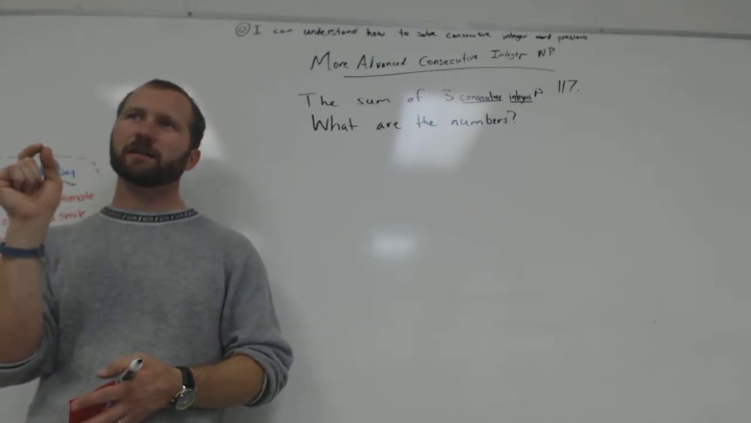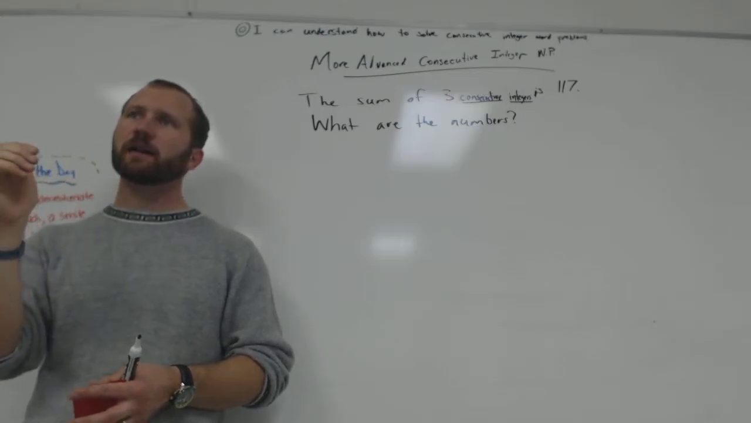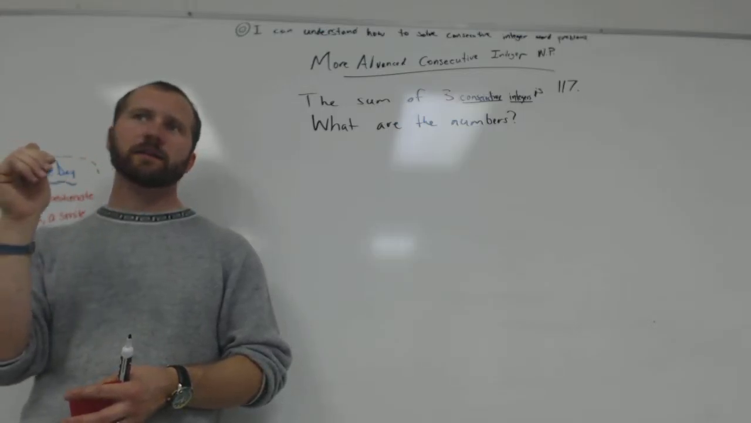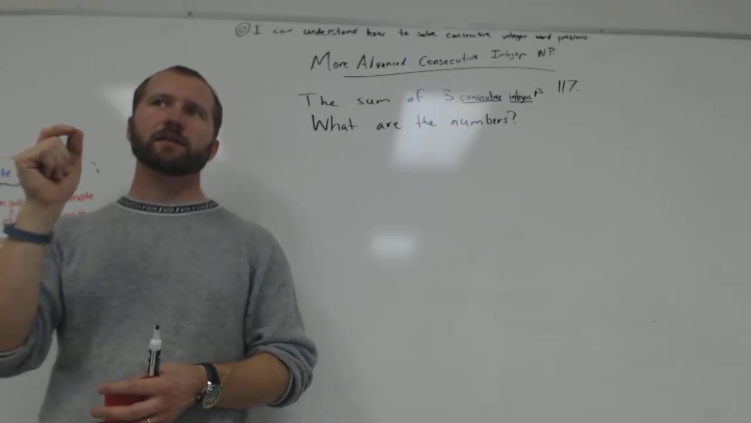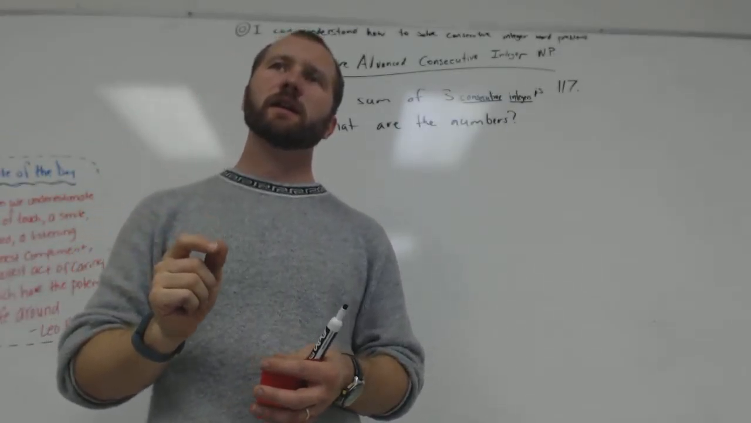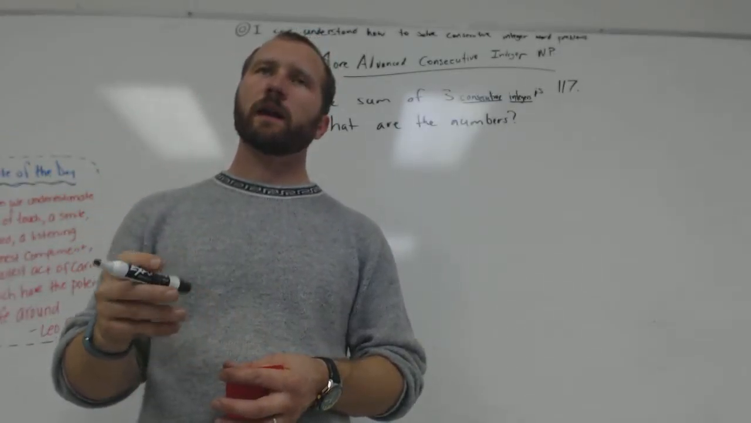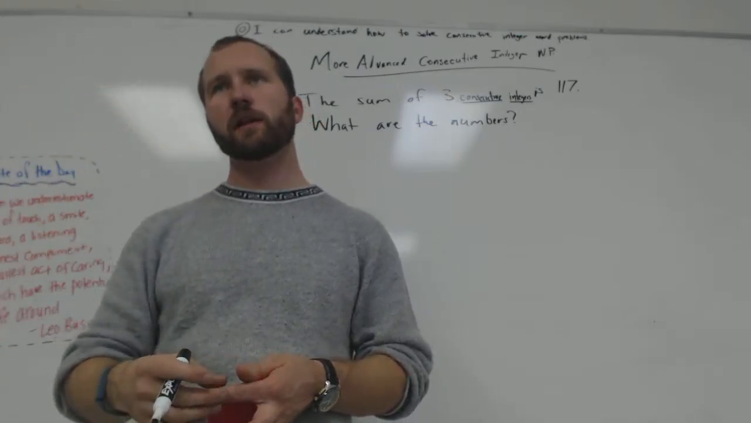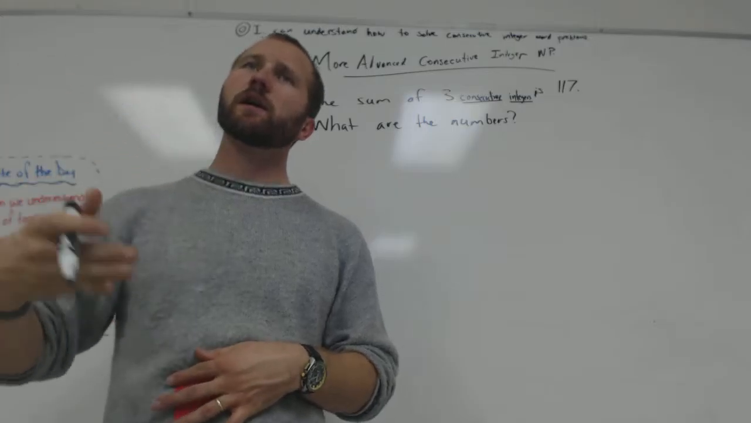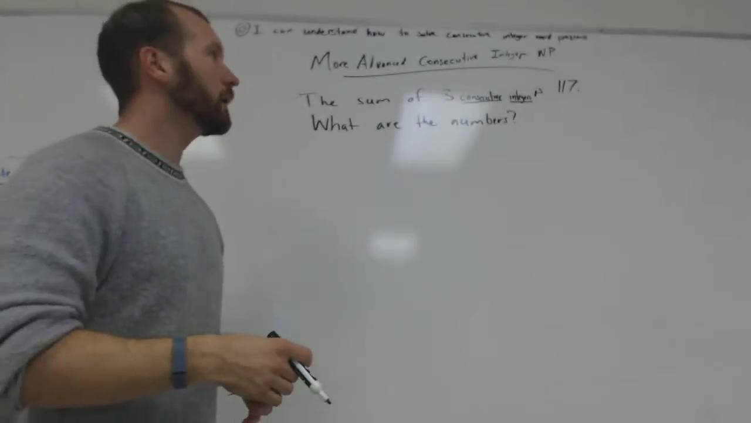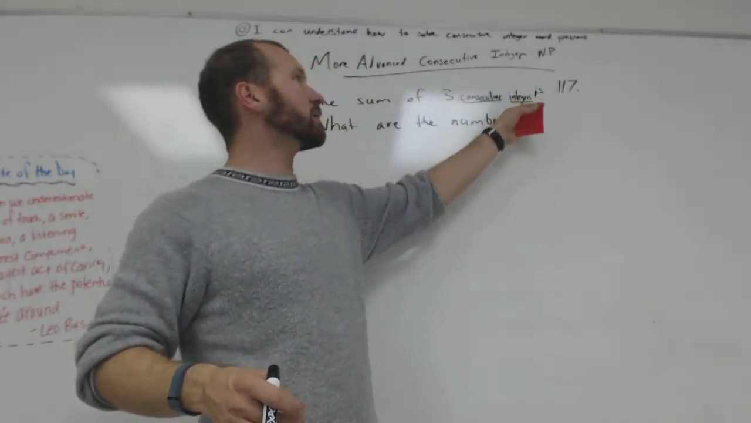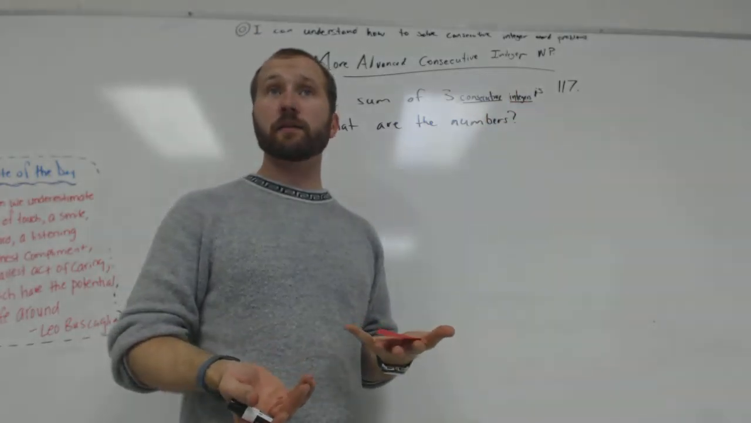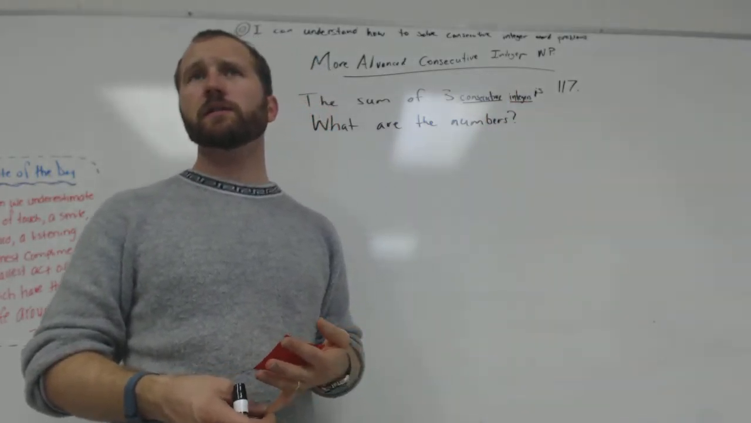Is 8, 92, 102 consecutive? No. How about 6, 7, 8? Is 3 consecutive with 6, 7, and 8? No. How about 51, 52, and 53? So consecutive integers are whole numbers that come in a row. The difference between integers and whole numbers is that integers could be negative.